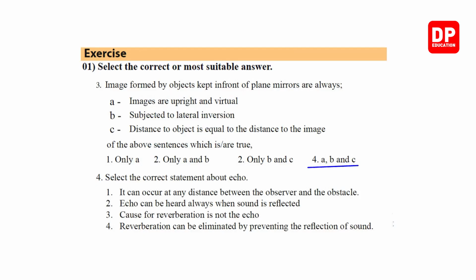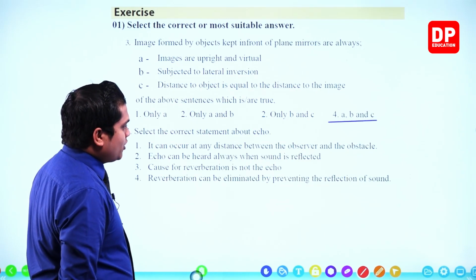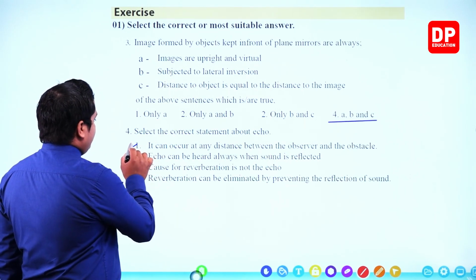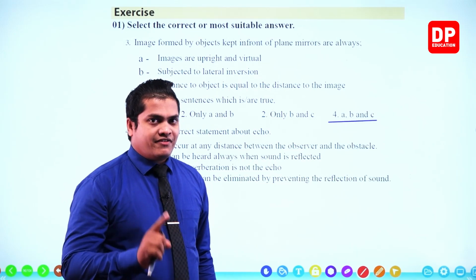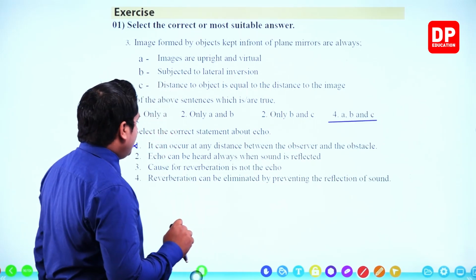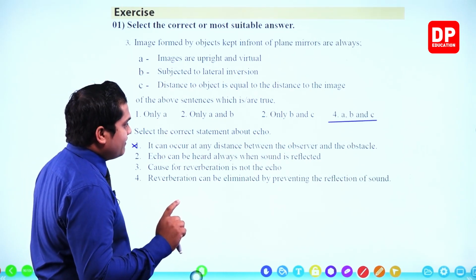Next one, select the correct statement about echo. You have to select the correct statement about the echo. It can occur at any distance between observer and the obstacle. Incorrect. Because we discussed that there should be a minimum distance like 16.5 meters in order to experience an echo. Next one, echo can be heard always when sound is reflected.